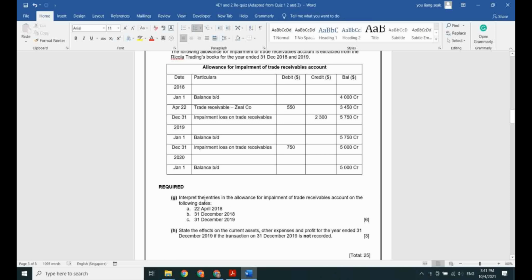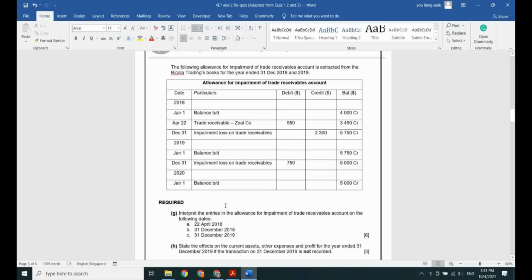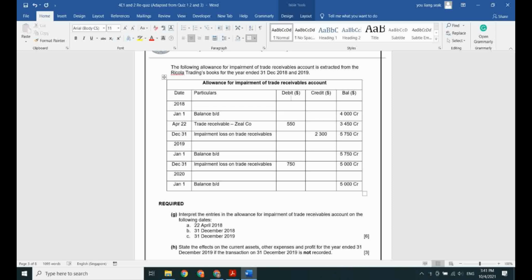This is where you'll be tested on the interpretation of the entries in the allowance for impairment of trade receivables account. So in this case, it's true that technically you can memorize the answers, or I should say memorize the techniques to use for these interpretation questions. So once again, allowance is an opposite asset account, so debit will be minus, and because it has a credit nature as the opposite of an asset, credit will be a plus.